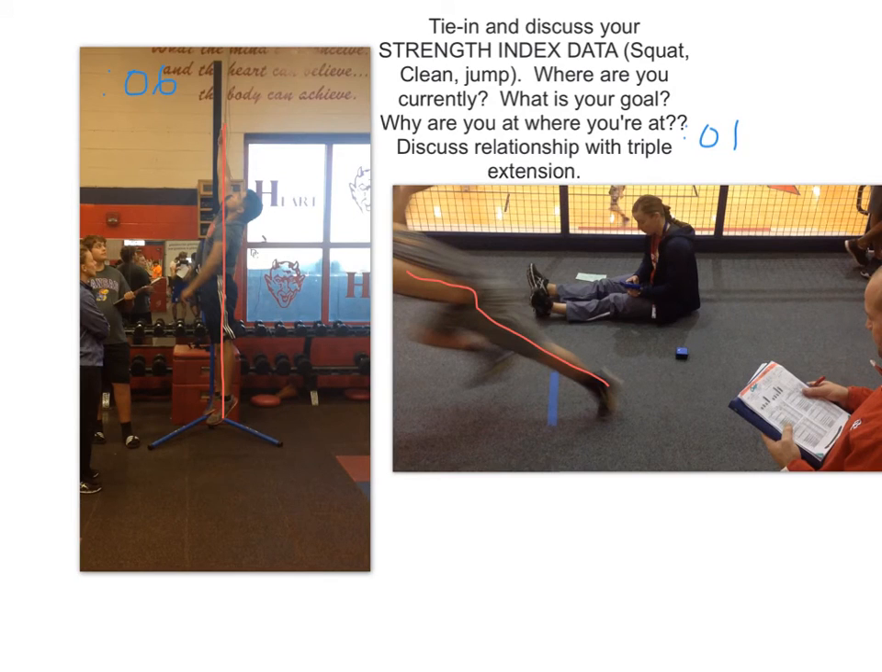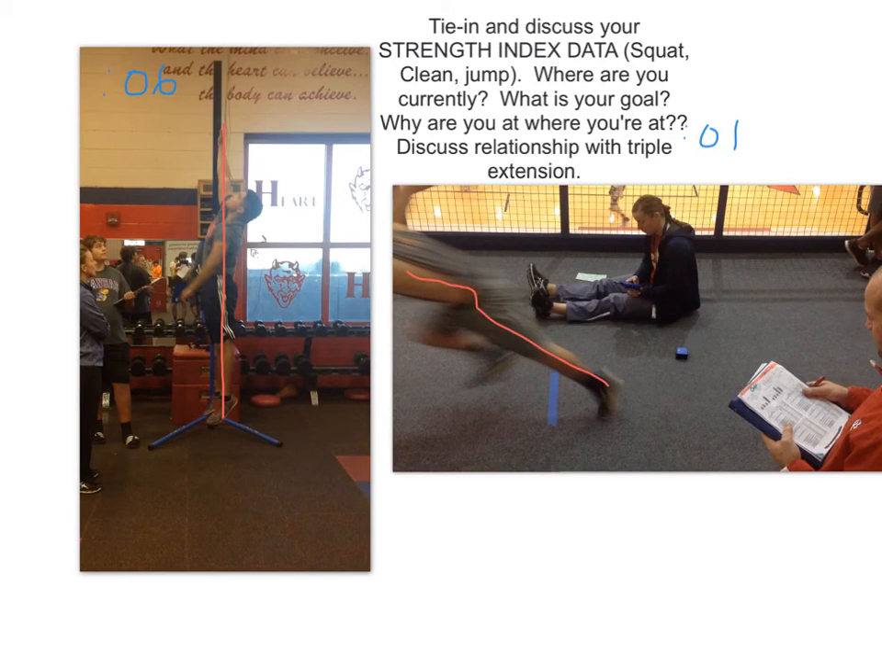You are then going to tie in your strength index data. So you will look at your workout sheet. You're going to look at that little box up at the top middle that says strength index data. You're going to look at your squat, your clean, and your jump strength index. You're going to look at the data, and then you're going to look at the goal. Are you where you're supposed to be?